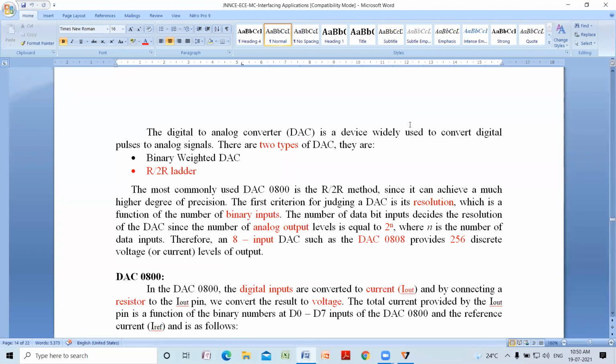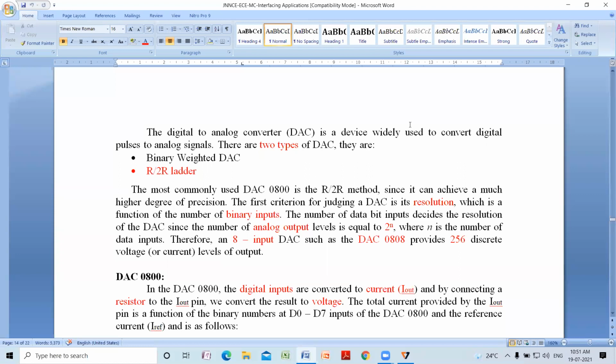Analog to digital converter was converting an analog input to digital quantity, whereas the digital to analog converter is doing the reverse. It is converting the digital pulses into analog signals. There are two types of the DAC. They are binary weighted digital to analog converter and R to 2R ladder. The most commonly used DAC is DAC 0800, which is an R to 2R method, since it can achieve much higher degree of precision.